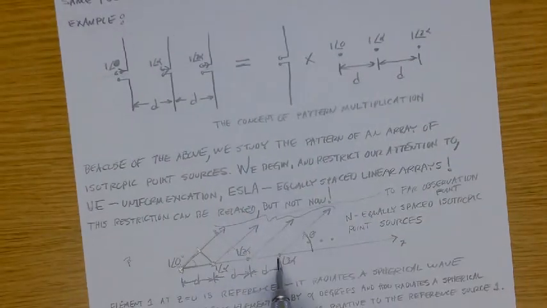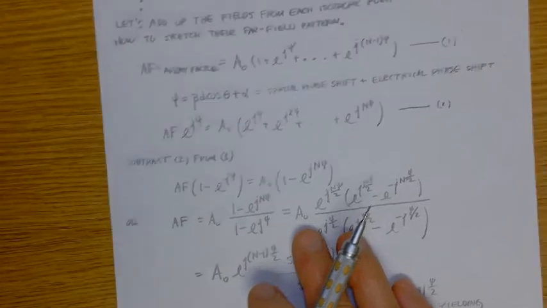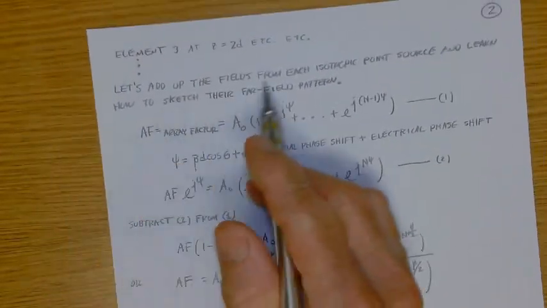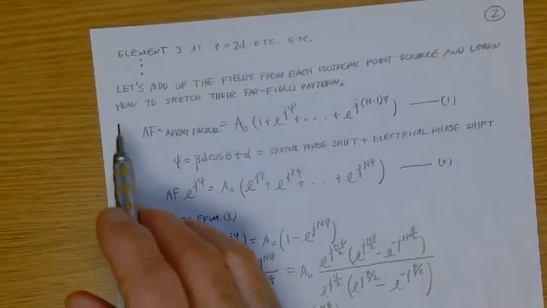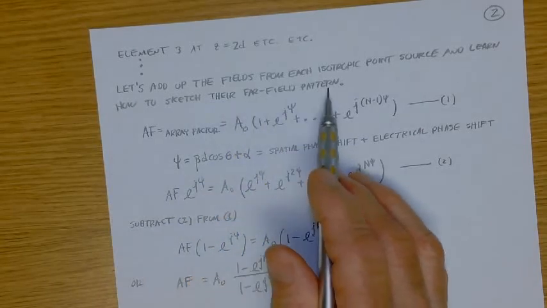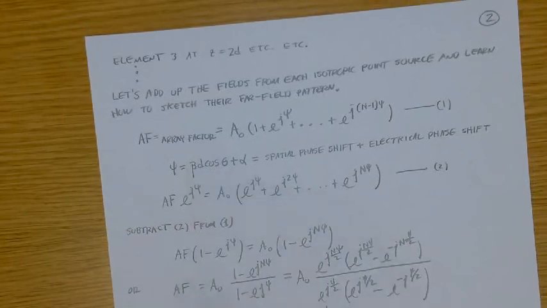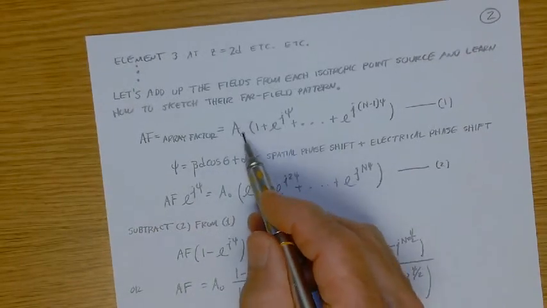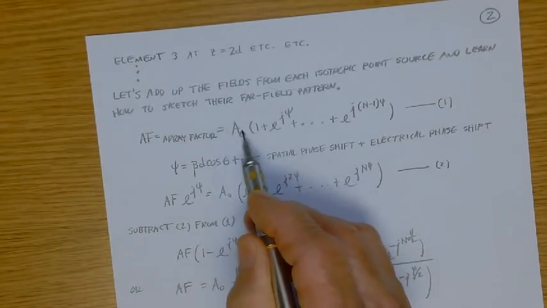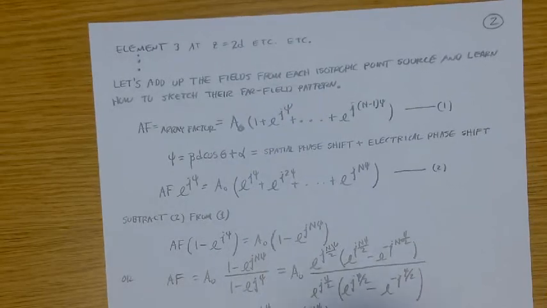So next thing, let's add up the response from each one of these to get the total. We can do that mathematically, in a straightforward manner. So let's add up the fields from the isotropic point sources and learn how to sketch their far field pattern. Okay, so this is what we're going to call the array factor. It's just the sum of the contribution from each source. In this case, they're all going to have strength A sub 0. And when we normalize, that's going to go away in a minute.